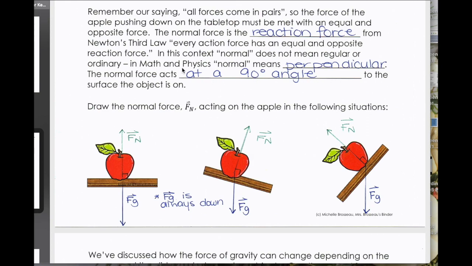So the normal does not mean regular or ordinary. It just means perpendicular. It's going to act at a 90-degree angle to the surface the object is on, whereas gravity is just going to be pulling the object down towards Earth. So here we have the following situations. The normal force is always going to be perpendicular to whatever surface the object is being pressed against or sitting on.